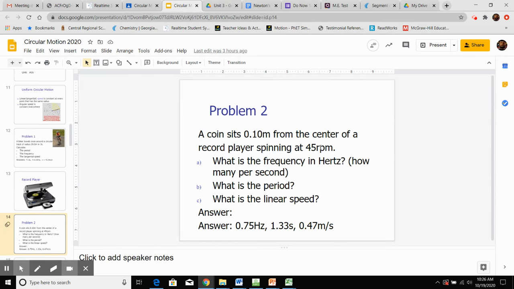Again, going through all this, RPMs, if they wanted this in hertz, get this divided by 60 to give it into your frequency in hertz, 1 over that to get your period in seconds, and then use your tangential speed or linear speed equation.